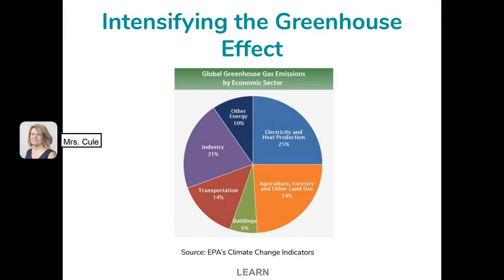Take a look at this graph, this pie chart that shows around the world which sectors are responsible for generating different percentages of all the greenhouse gases that are produced in the world. Take a moment, look at it. Is there anything in here that surprises you? Add a comment.